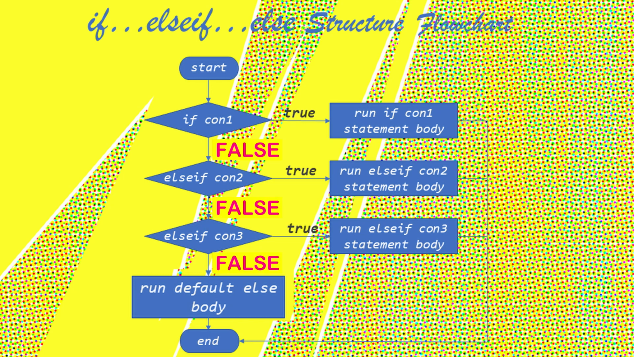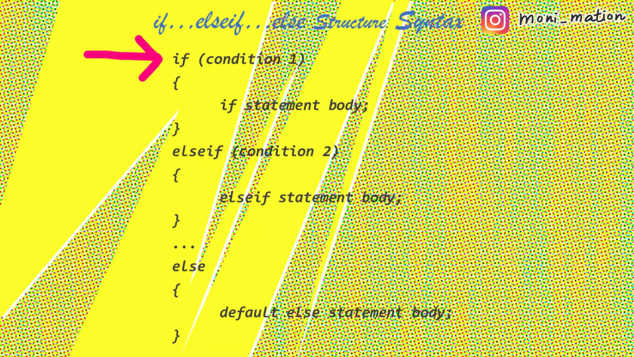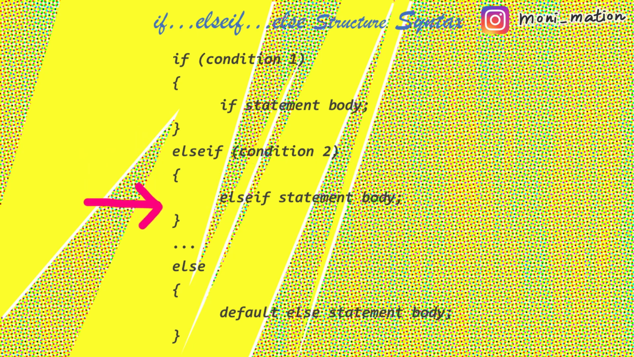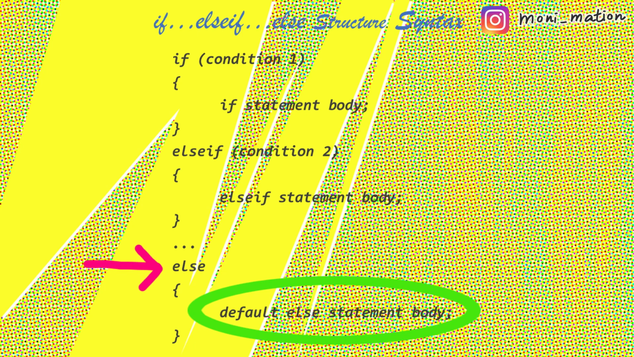If none of the conditions above evaluates to true, and the else statement thus exists, the default else statement body runs. If condition 1 evaluates to true, it runs the if statement body. If not, it goes to check for condition 2. If condition 2 evaluates to true, it runs the corresponding else if statement body. If not, it goes to check for the next condition and so on. If none of the conditions above evaluates to true, the default else statement body runs.